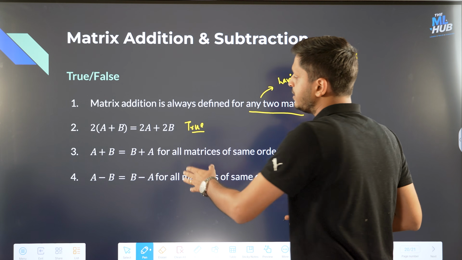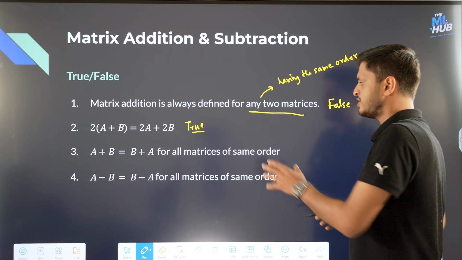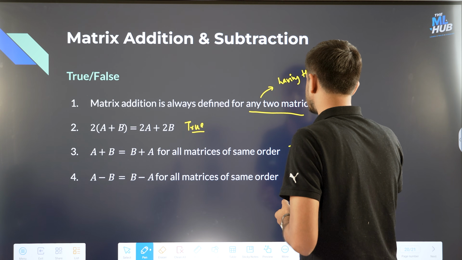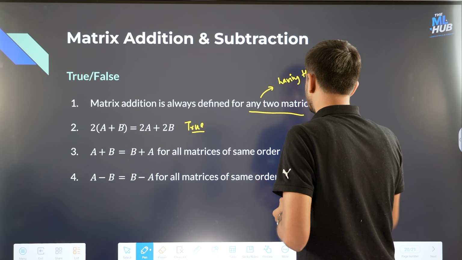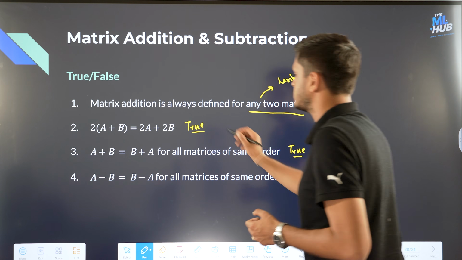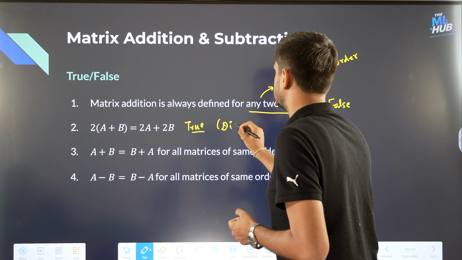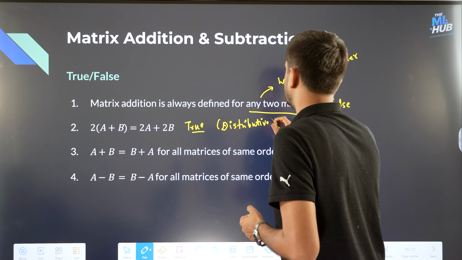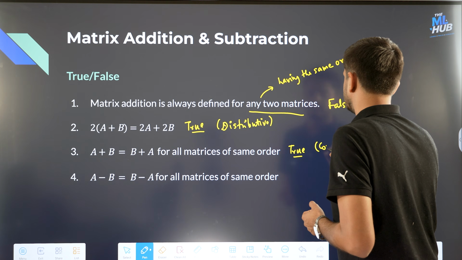Okay, we have already seen this property. A plus B is equal to B plus A for all matrices of the same order, which means if matrix addition is possible, then A plus B will be equal to B plus A. This is also true. This is nothing but the commutative property of addition. So this is the distributive property, and this is the commutative property of addition.